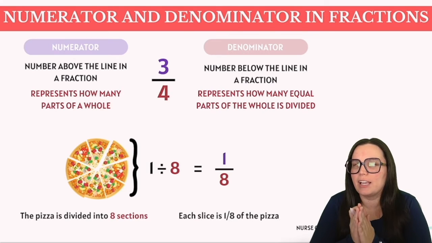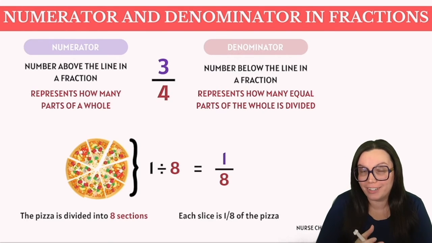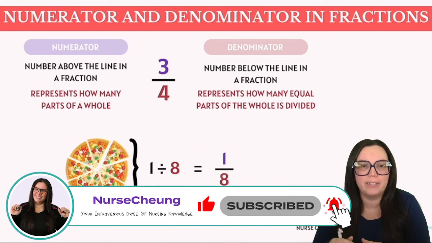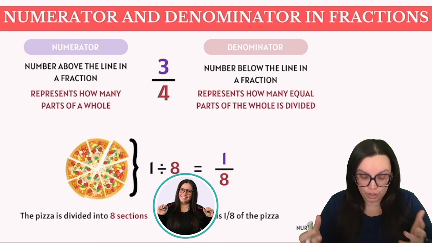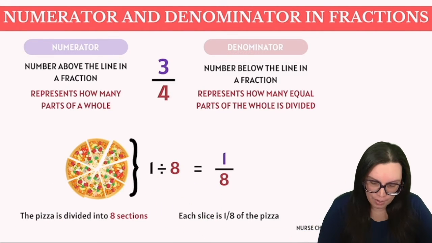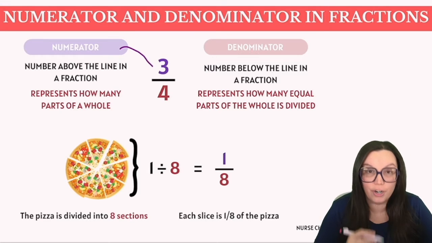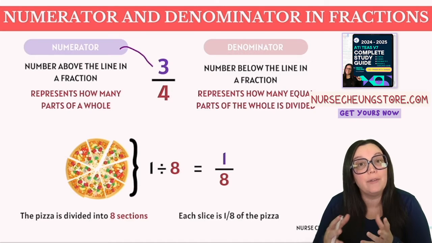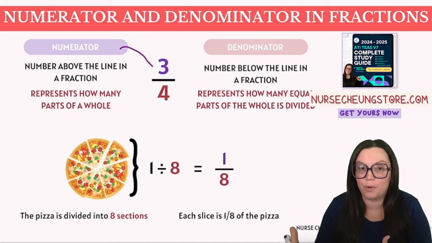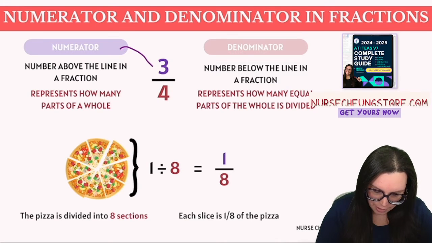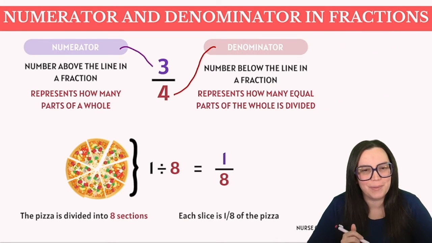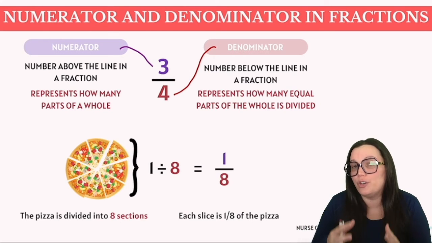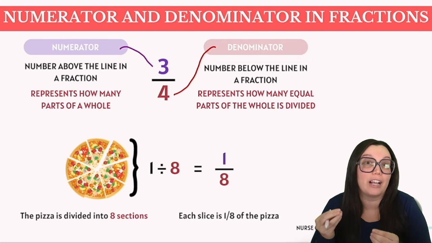So let's start by taking a closer look at breaking down a numerator and denominator. The numerator is the number that is above the fraction line and represents how many parts of a whole that you have. So here we have an example of 3/4. The top number 3 is our numerator. The denominator is the bottom number below the fraction line, and it represents how many equal parts of the whole are being divided. So in this particular case, our denominator would be 4. To make it easy, the denominator helps us understand the total parts that we're considering, while the numerator tells us how many of those parts that we're actually focusing on.